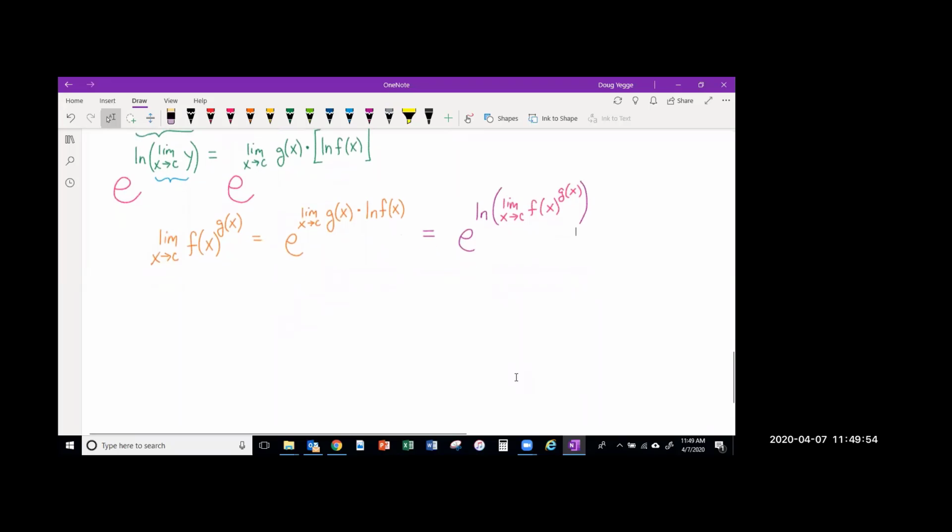Okay, so let's look at this in practice, because this is going to be a little bit easier to deal with, I think, if we end up just looking at an example.